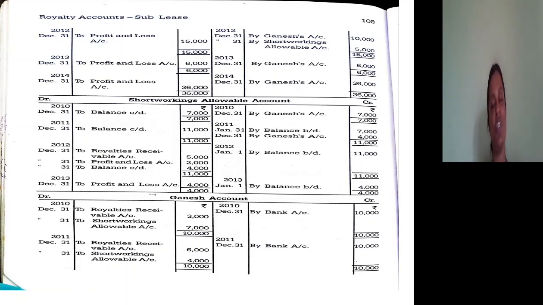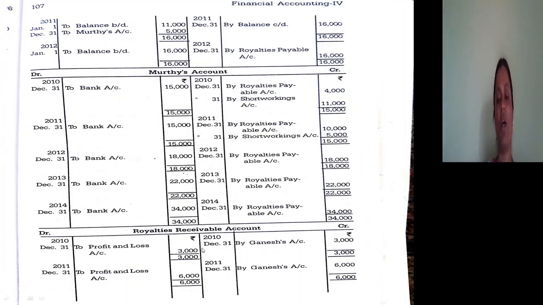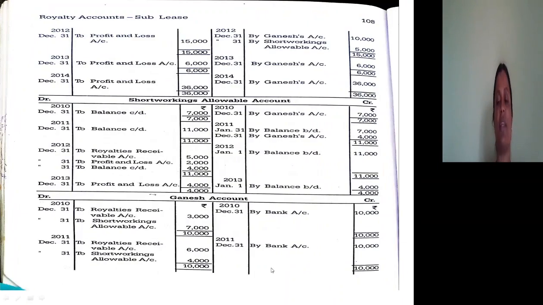Second year also the situation is the same. The due entry must be passed from the lessee's account. Journal entry: Ganesh account debit to royalty receivable and to short working allowable. The 6,000 should be recorded on the credit side of royalty receivable by Ganesh. That should be closed by transferring it to profit and loss account, and this 4,000 should be recorded on the credit side of short working, by Ganesh 4,000. Then short working should be carried forward to next year, so to balance carried down 11,000, and by balance brought down 11,000.